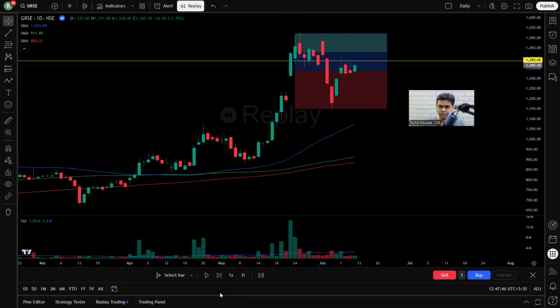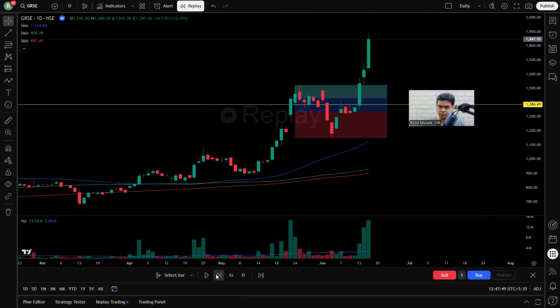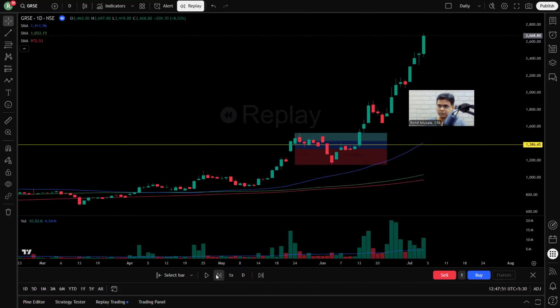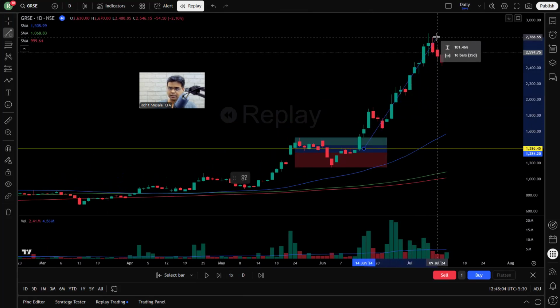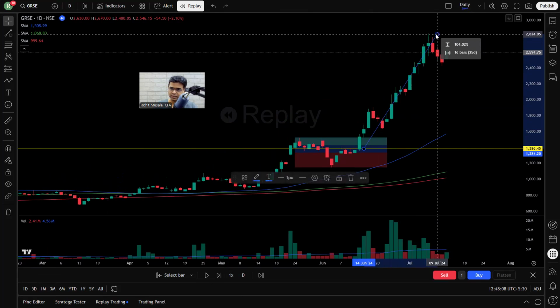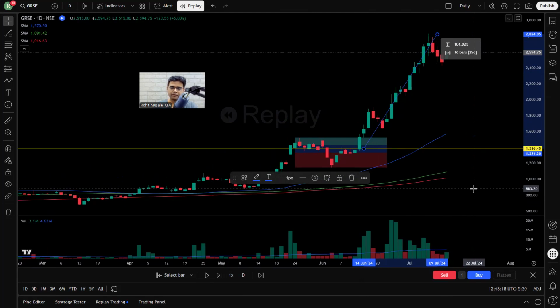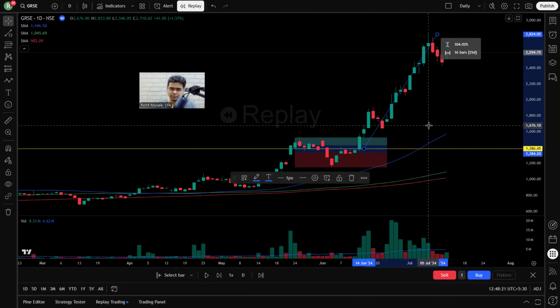You want to see the movement in this stock? Have a look at this. I will move the price forward. Have a look at this breakout. The stock shot up. Let's measure the distance from this yellow line till here. It's more than 101%, so 105%. The stock doubled in a matter of, see, 14th of June till 9th of July. So roughly 3 weeks. The stock doubled in 3 weeks.